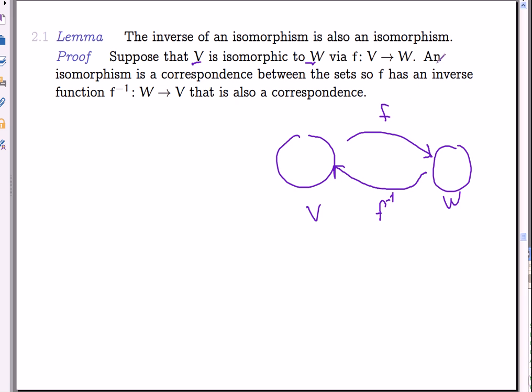Okay. All right, now, we start by realizing that an isomorphism is a correspondence between the sets. Another word that people often use is bijection. Okay, so an isomorphism is a bijection. So F has an inverse function that's also a bijection. Okay, if you're not familiar with that fact, you can go back to your discrete math textbook, or you can look up bijection and see this property that a bijection has an inverse that's also a bijection.